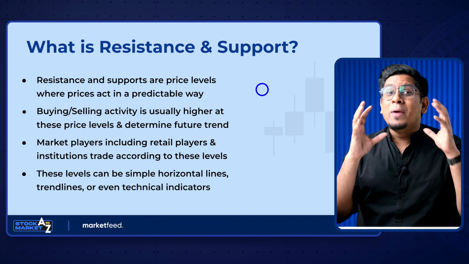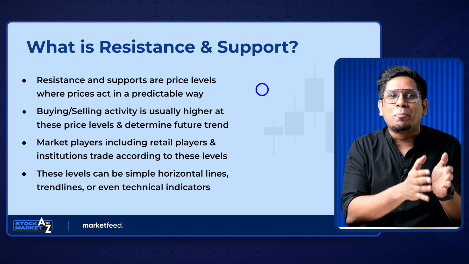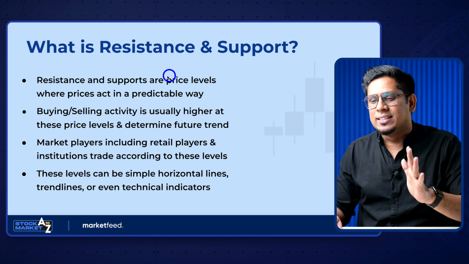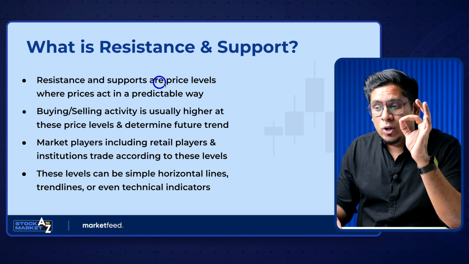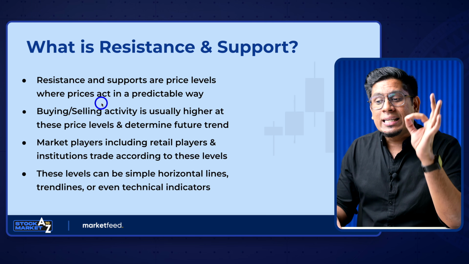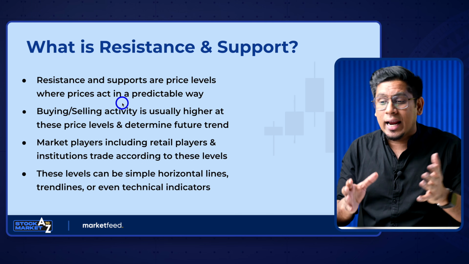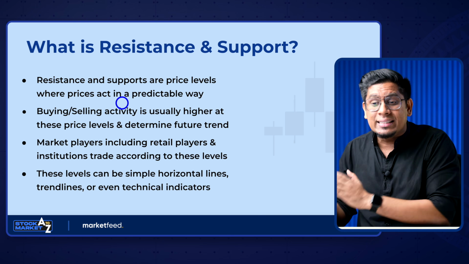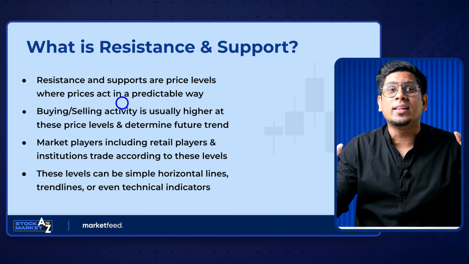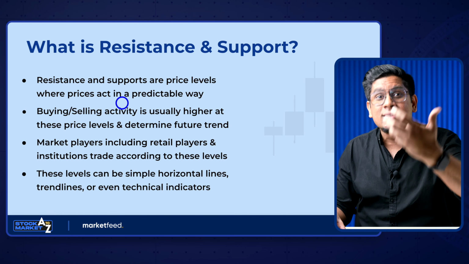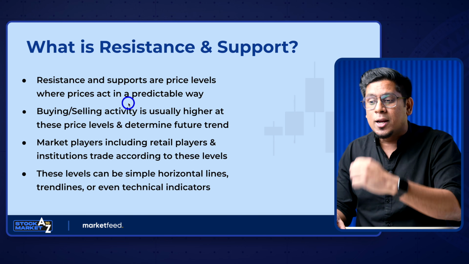Now that you have some basic practical understanding of what support and resistance is, let us do some theory understanding. Let us read this. Resistance and supports are price levels where prices act in a predictable way. Correct? We just saw that. So supports and resistances are price levels, nothing other than that. They are just price levels where the stock or the instrument that you're looking into acts in a predictable way.